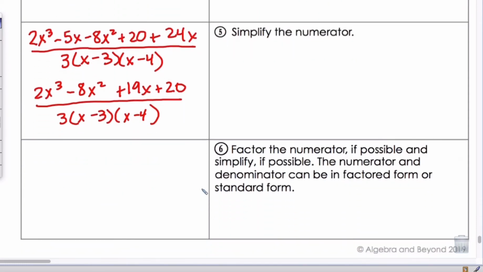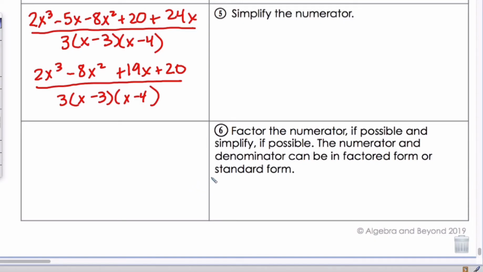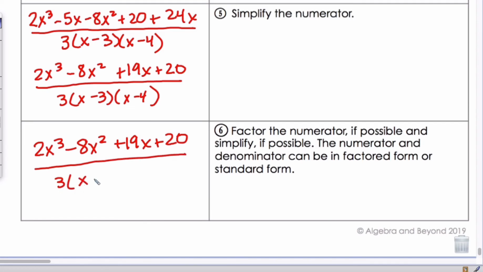And the last step is step 6, factor the numerator if possible and simplify if possible. You can write the numerator and denominator in factored form or standard form. In this case, I am not able to factor. I can try grouping, but I'll see that it does not work. So essentially my final answer is just 2x cubed minus 8x squared plus 19x plus 20 divided by my LCD. Okay, and that is lesson 9.3.